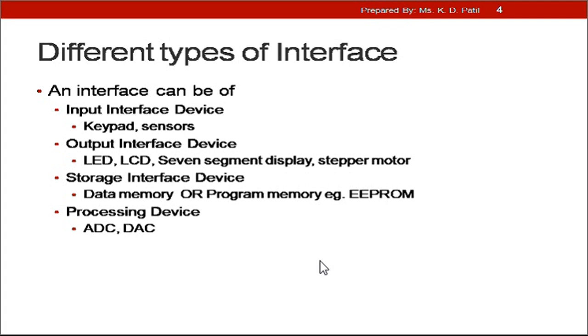The second type is output interface devices. Such devices do not send any data or information to the microcontroller, but the microcontroller sends some command, some data or some information to those devices to perform some task. Such devices are referred to as output devices. They are LED, LCD, 7-segment display, stepper motor.